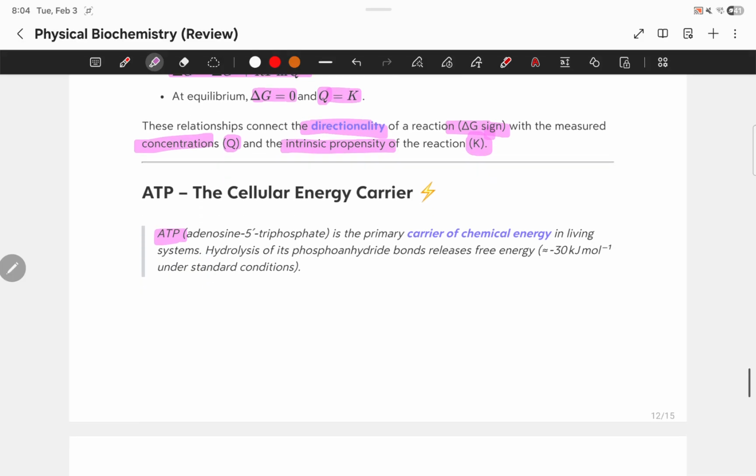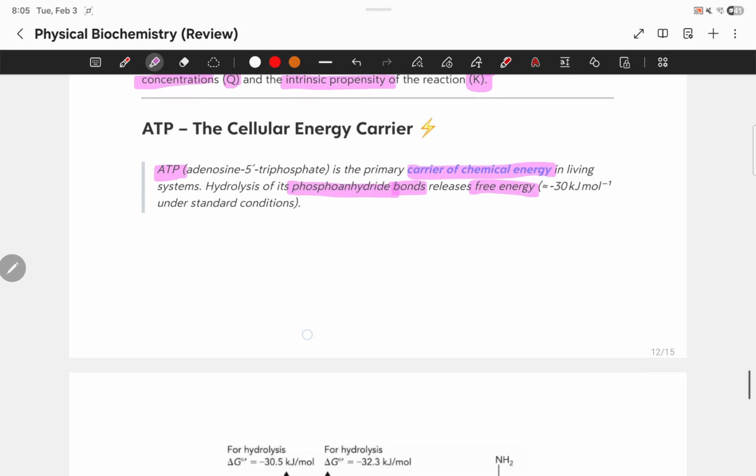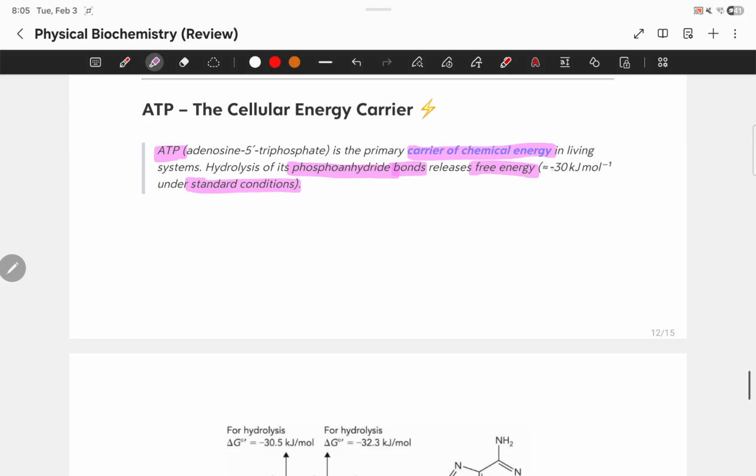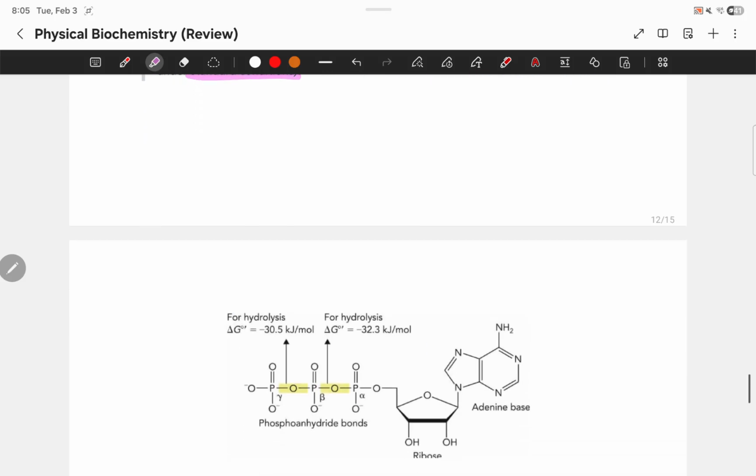ATP, known as adenosine 5'-triphosphate, is a primary carrier of chemical energy in living systems. Hydrolysis of its phosphoanhydride bonds releases free energy. Okay, under standard conditions, it's going to release negative 30 kilojoules per mole.